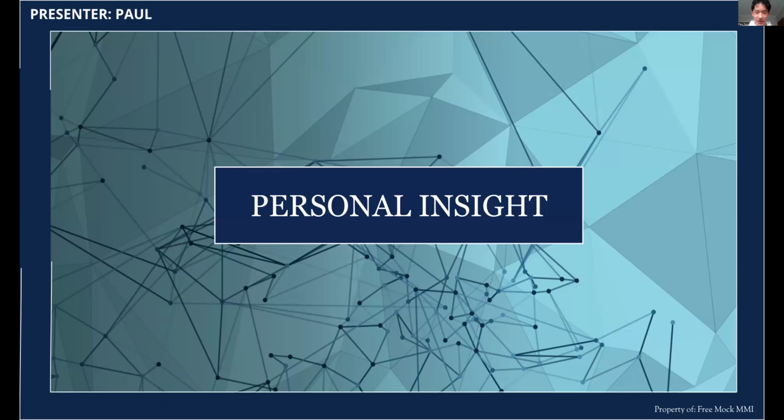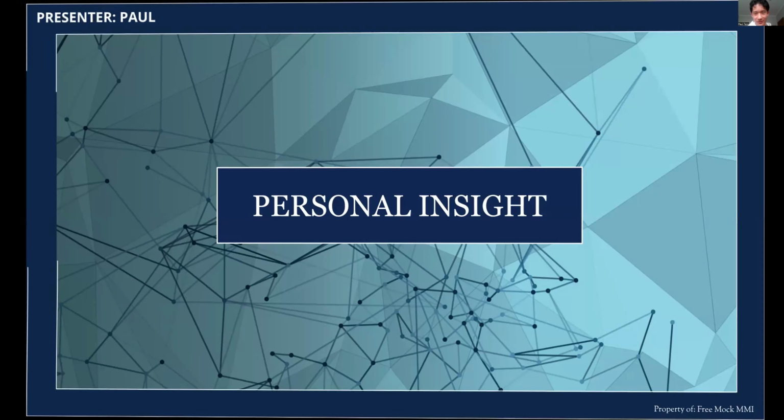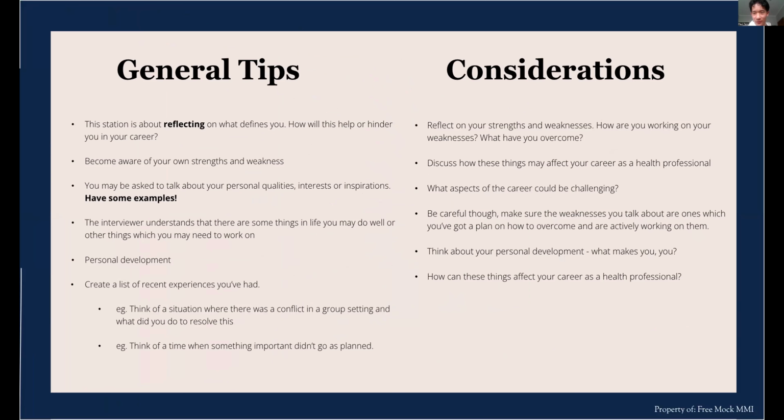So the next station is going to be personal insight, and not gonna lie, this station is pretty similar to personal experience. So the way you want to approach it is pretty much the same technique. You want to have some key examples and anecdotes ready, which you can use to talk about your personal qualities, your interests, and your inspirations. Examples of questions you may be asked could be to think of a situation where there was a conflict in a group setting and what you did to resolve that. So again, you'll be drawing upon past experiences.